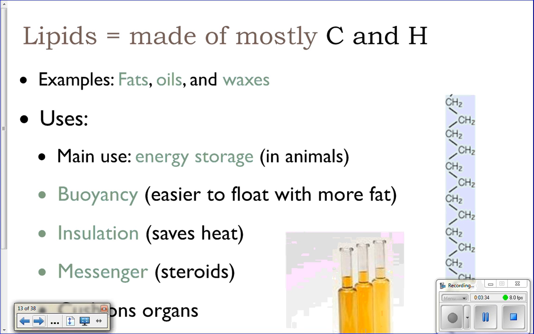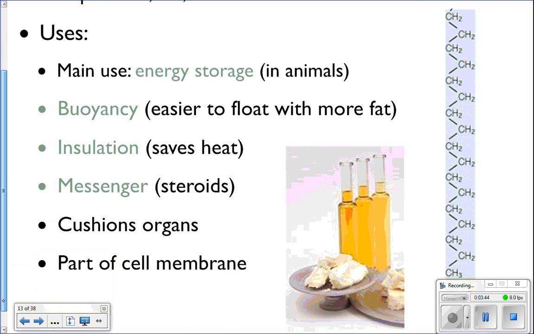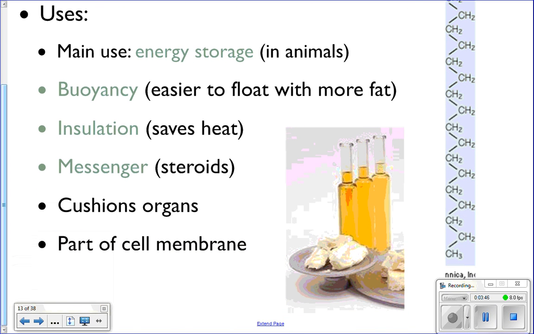Fat can also be used in the bodies of plants and animals for buoyancy. Many animals that live in the ocean in particular will store fat to help them float better in the water so that they can expend less energy when they're swimming. They also use fat as insulation. Many animals in the ocean, particularly mammals, store fat under their skin to help retain heat in their body so that they don't get too cold.